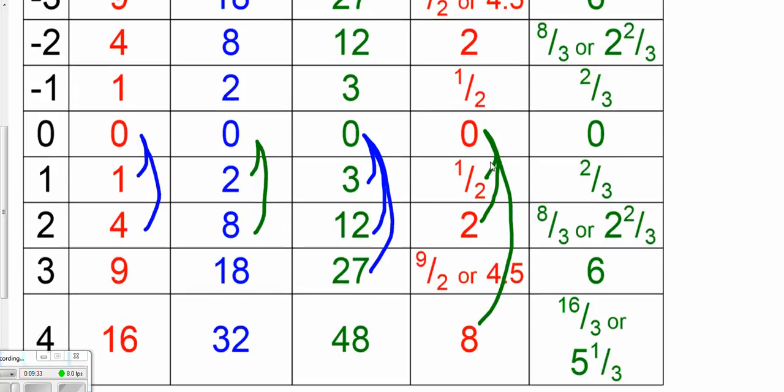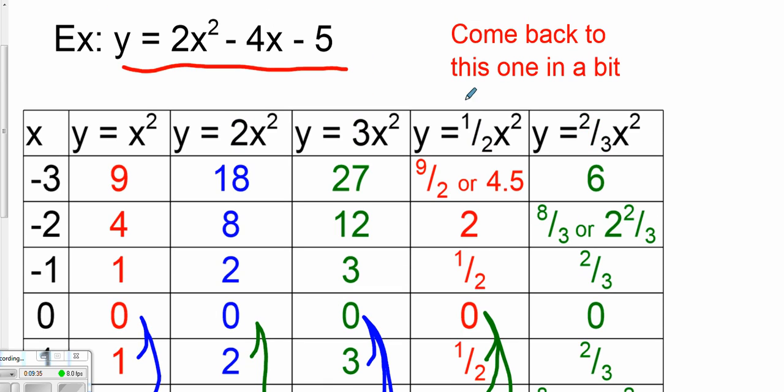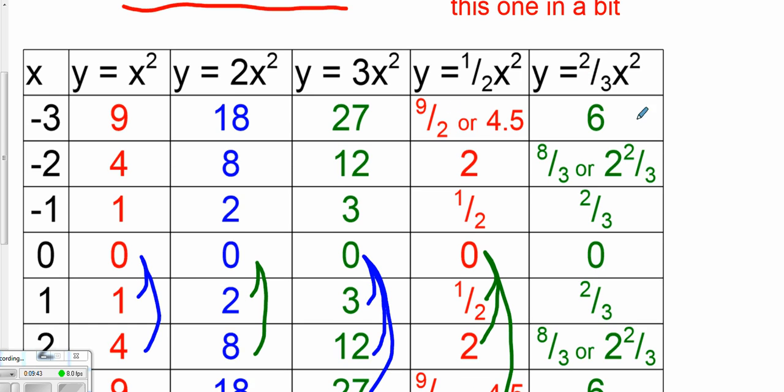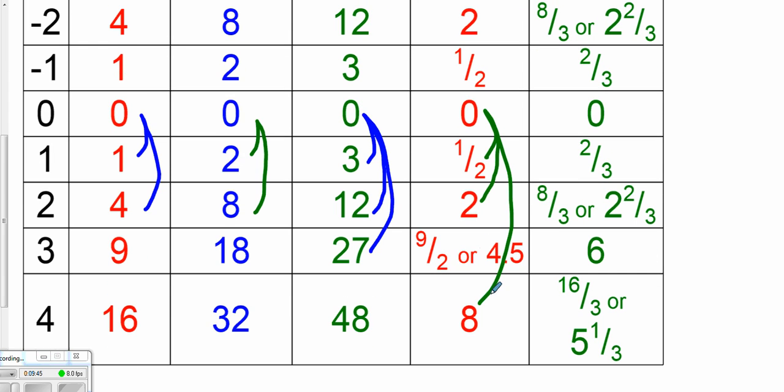So as long as you're starting from the vertex and you know your a value, you should be able to figure out how much it's getting bigger by. Okay? You don't have to fill this table out. I'm just trying to show you what's going on here.